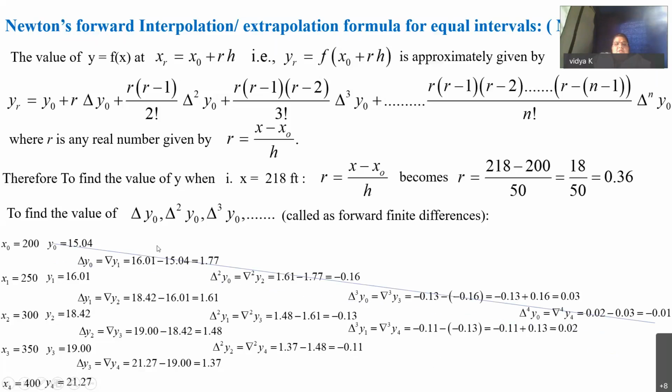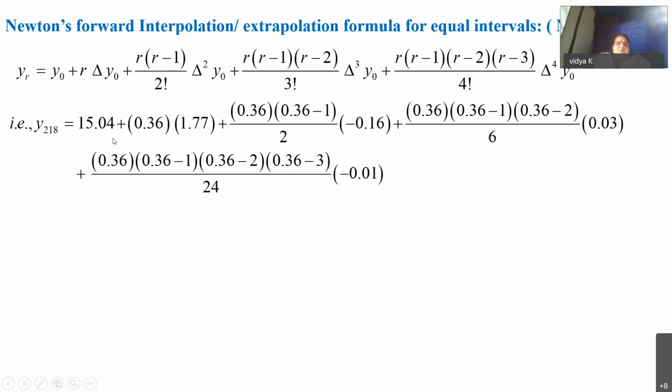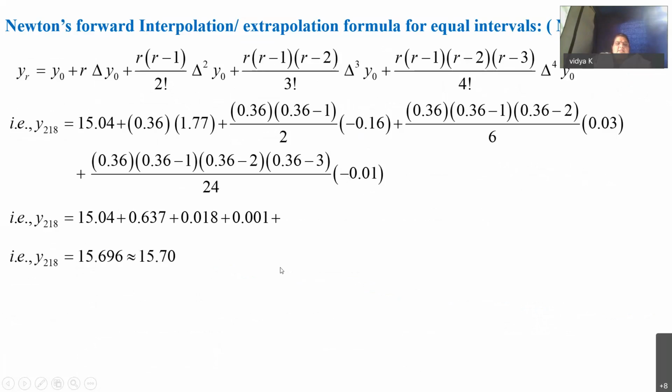Now which set do you prefer? Because you are using NFIF, this is the set of values you prefer here. So substitute now. This is the formula. y naught from the table is 15.04. r is 0.36, which you found using the formula x minus x naught by h. Delta y naught is the first value in the delta column, plus substitute like that. Delta square y naught is the first value in the delta square column. All the first values, because of the path. Now you add up using the calculator, you get 15.70 nautical miles.